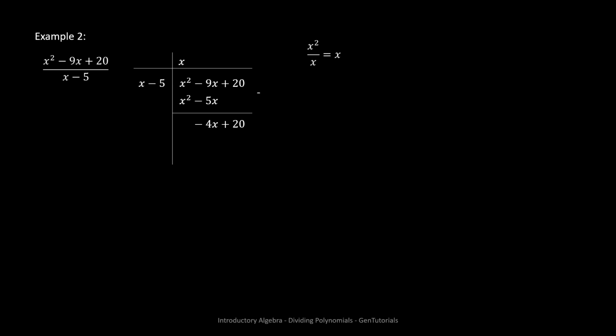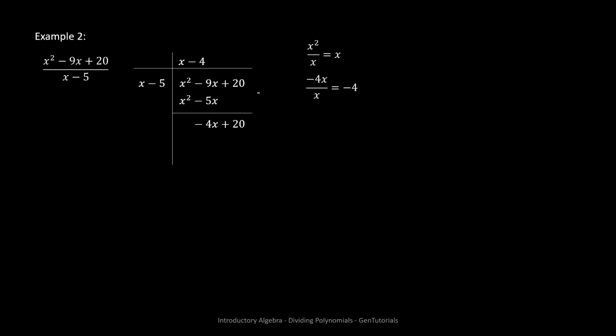So we have to do negative 4x divided by x again, and in that case, we would get minus 4. Put the minus 4 on top with the x. So in this case, now our quotient is x minus 4. But we're not going to multiply x minus 4 by x minus 5. In this case, we're only multiplying minus 4 by x minus 5.